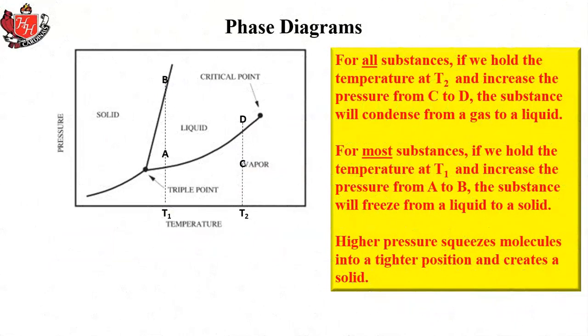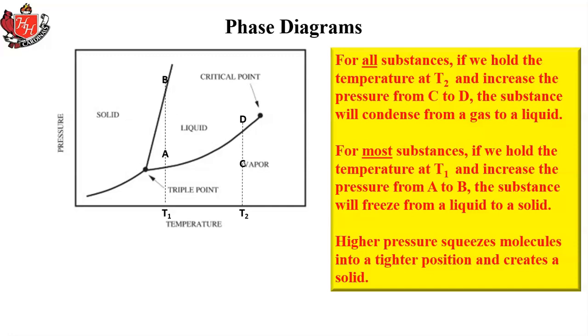All right, so for all substances, if we hold the temperature at T2, so I've put a couple of points on here, you'll see A, B, C, and D. So let's start over on the right. If we hold the temperature T2, so that means we're staying at a constant temperature, and increase the pressure from C to D. So as you go up on the vertical axis, you're going to higher pressure. Then the substance will condense from a gas down to a liquid. In other words, you're literally just by brute force squeezing the gas molecules or the vapor molecules together so that they are forced to stick together and become a liquid.